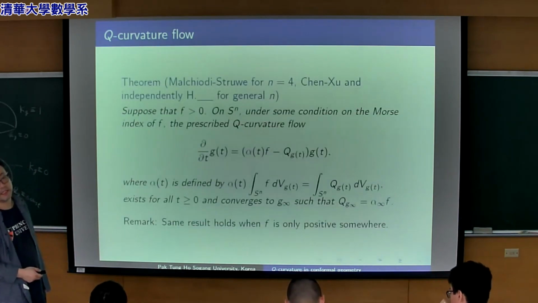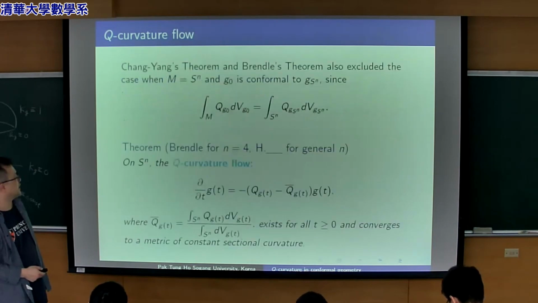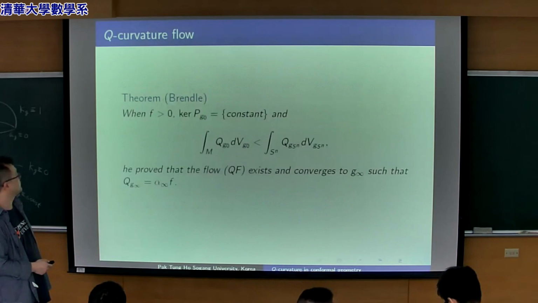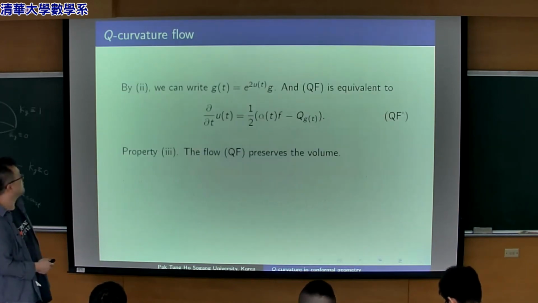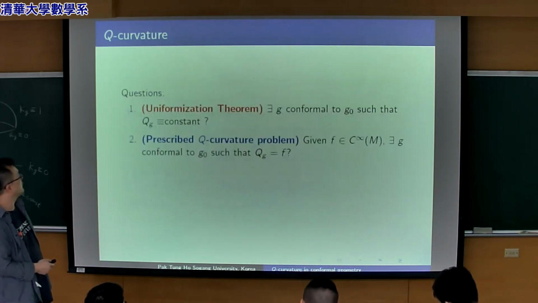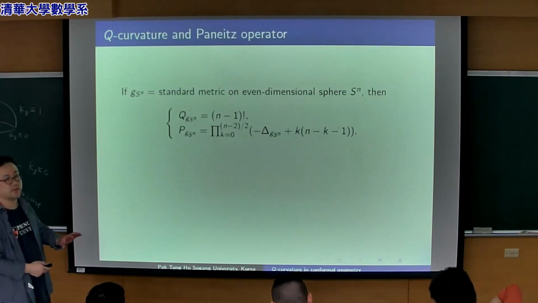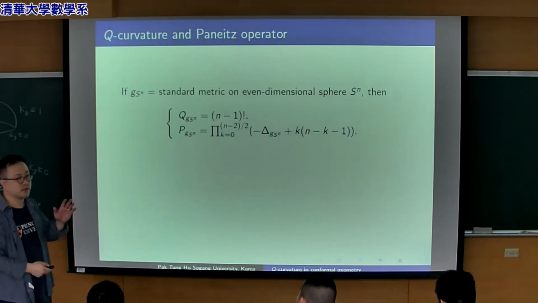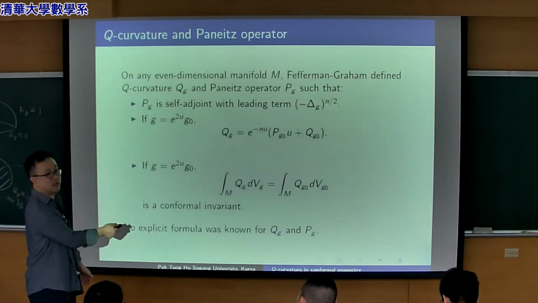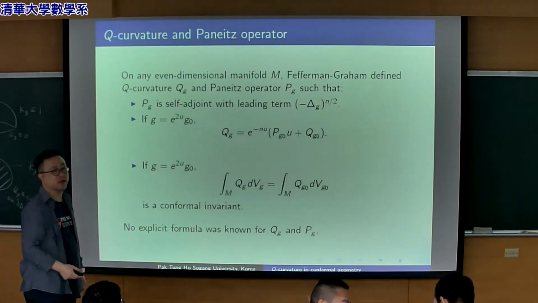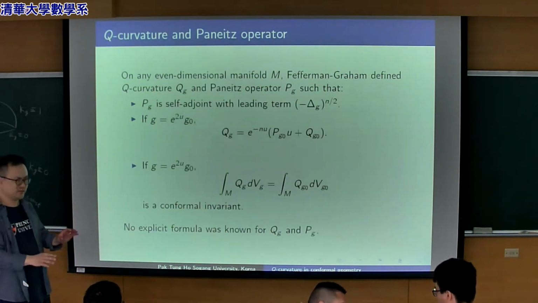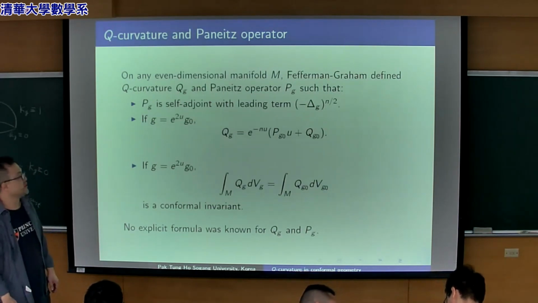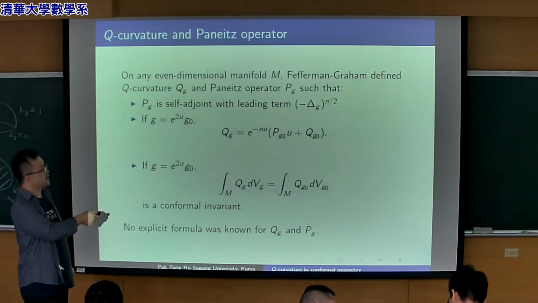Some people try to define the Q-curvature on odd-dimensional manifolds. Let me show you really quick. But this time the operator becomes a pseudo-differential operator. It's no longer a differential operator because you have a fractional order. But it's not too bad. This is fractional order, but no longer a differential operator, because the leading term is this.